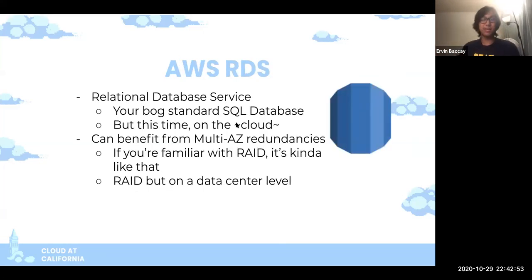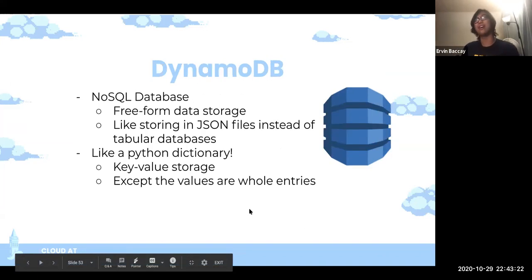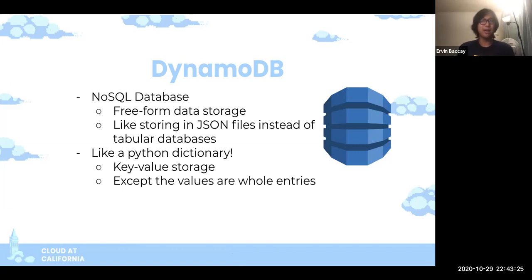Yes, now we're getting to databases, which we have not learned yet, but we will soon. AWS RDS is a Relational Database Service, and this is your bog standard SQL database. But this time, instead of hosting it on your computer, you have it on the cloud. So here you could benefit from multi-AZ redundancies. If you're familiar with RAID, it's kind of like that, but it's RAID on a data center level. If you don't know what RAID is, totally chill. Don't need to know that. Moving on from that, you have DynamoDB, which is Amazon's version of a NoSQL database. This is where you have free-form data storage and you store JSONs instead of actual tabular databases. So if you want to store things in a very massive free-form JSON format, DynamoDB is the service for you. It's like a Python dictionary. You have key value storages, except the values are whole entries and whole rows in your database.